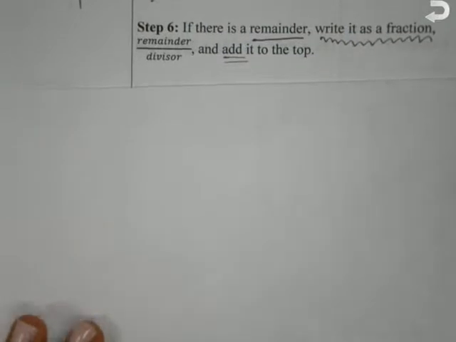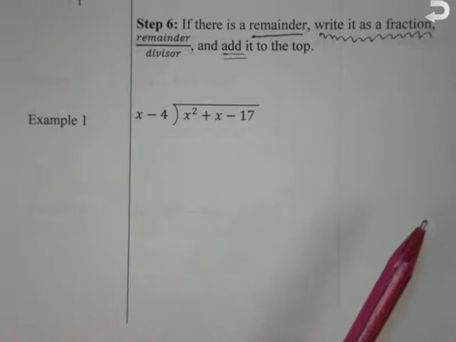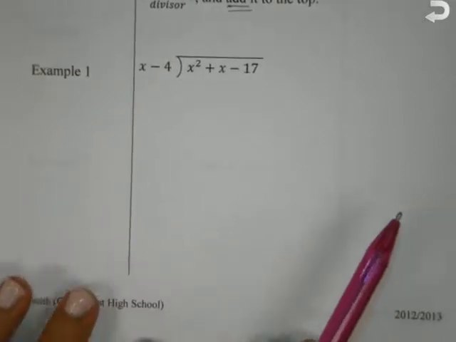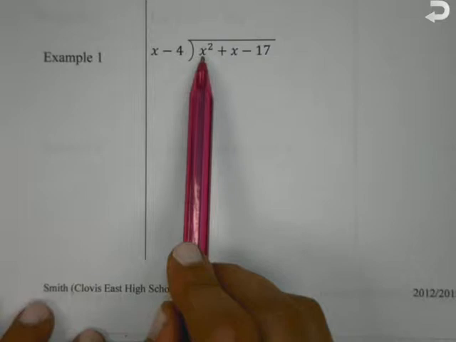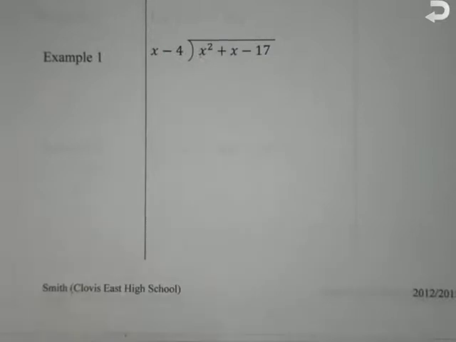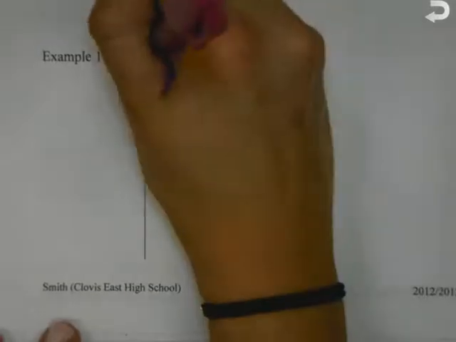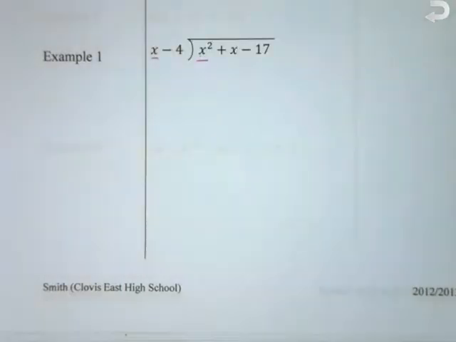Okay, so example 1. They have the whole thing already set up for us. So let's start with step 1. Now the thing we have to remember about dividing these things is that basically we're only concerned about the first numbers. That's how we're going to get the numbers on top. So let's go ahead and get started.